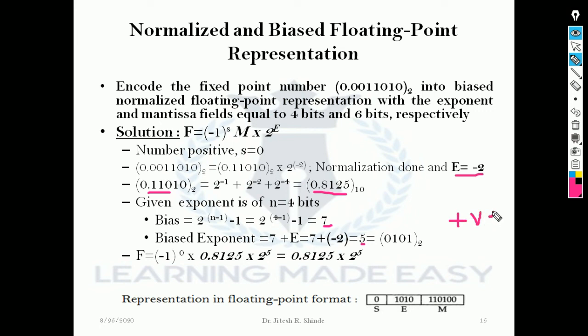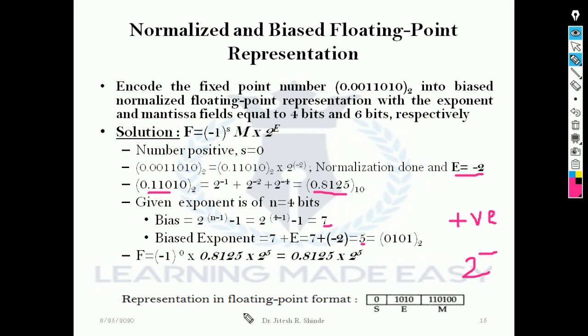What is the purpose of adding a bias here? It ensures that the exponent, that is 2 to the power of this quantity, is always positive. That's the main reason why the bias is added. Thus by adding the bias, it is ensured that the exponent always comes out to be a positive value. So the answer here is minus 1 to the power 0 into 0.8125 into 2 to the power 5. Thus the answer is 0.8125 into 2 to the power 5 in floating point format.